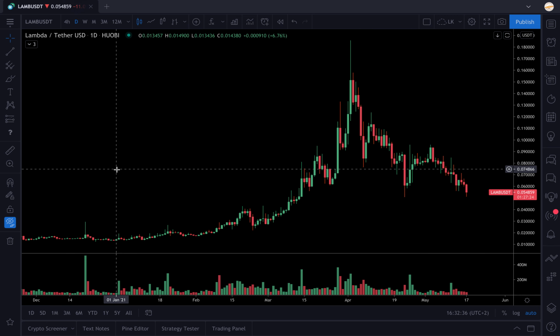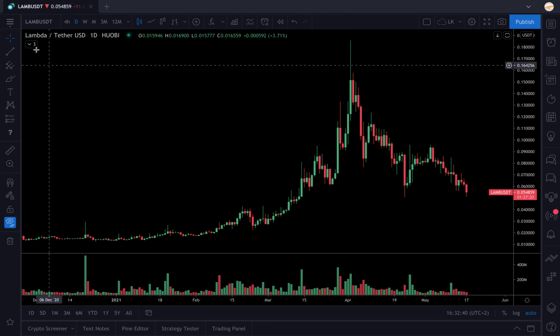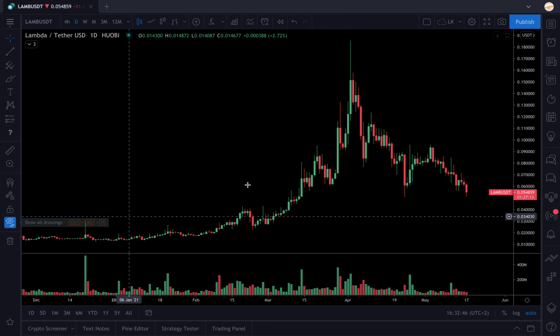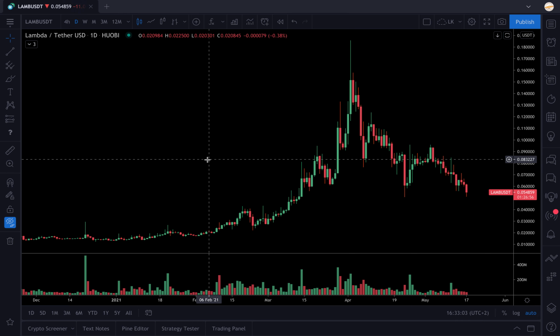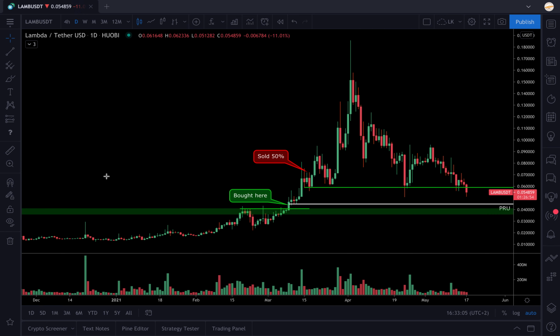So this is the chart of LAMB USDT. It's the Lambda coin in Tether USD on Wobi, and I took a trade on this one a while ago. If you're not familiar with my trading style, you may not know where I took the trade, but if you're familiar with breakout trading or trend following, you would know where I would have taken the trade. I'll leave you 5 seconds so you can guess where I took the trade, and then I'm displaying the drawings.